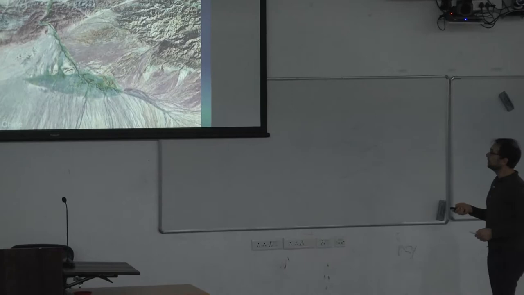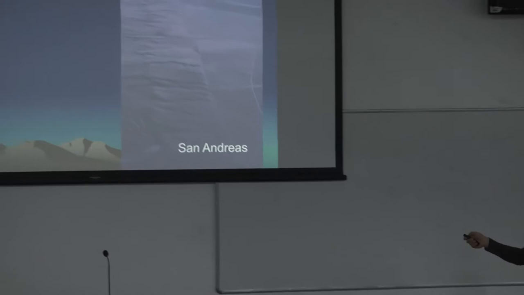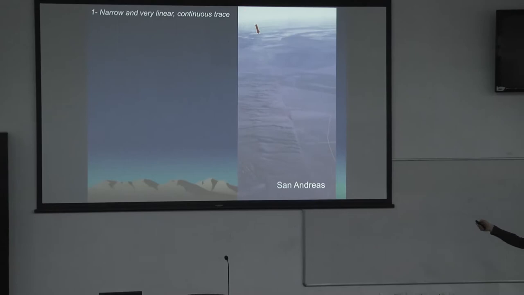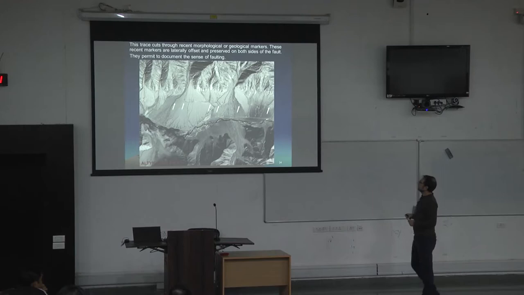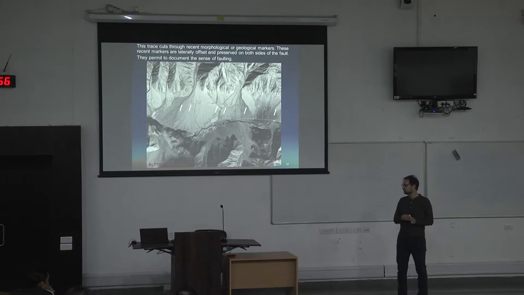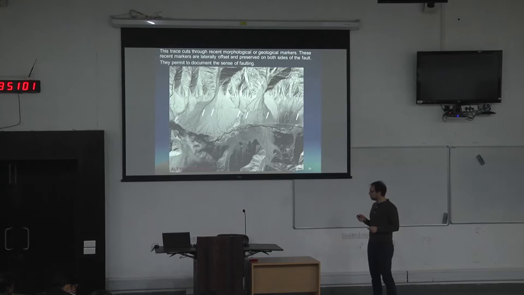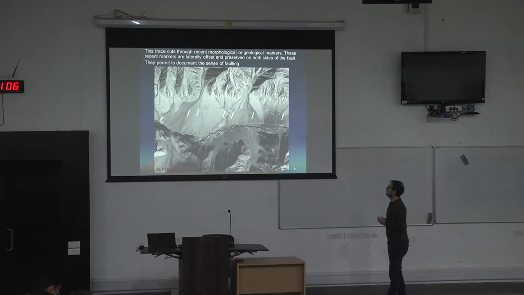So again, the San Andreas Fault, nice, very straight linear trace. So, okay, we identified the linear trace. We know that we have a strike slip. Then we want to know the sense of motion. Is it right lateral or is it left lateral strike slip? So we can get an idea of that looking at different objects or different indicators.